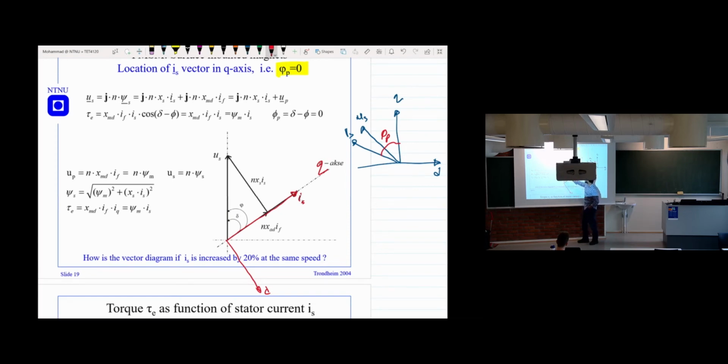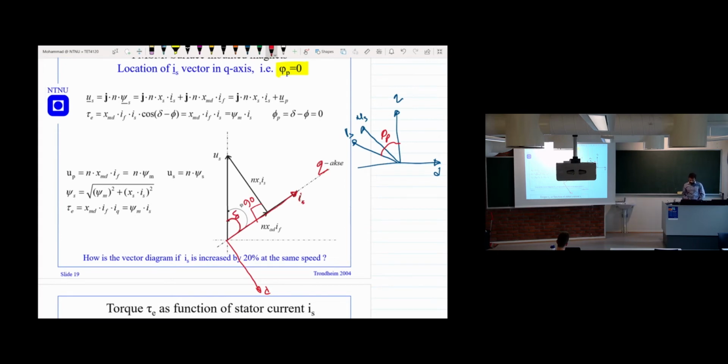So we have this, and then we know that this vector is perpendicular to this current. So we have this 90 degree here, and then we have this trigonometry here. Then we can apply the same Pythagoras. If you apply the Pythagoras, what do you see here? We have this 90 degree, and we have this delta angle here.